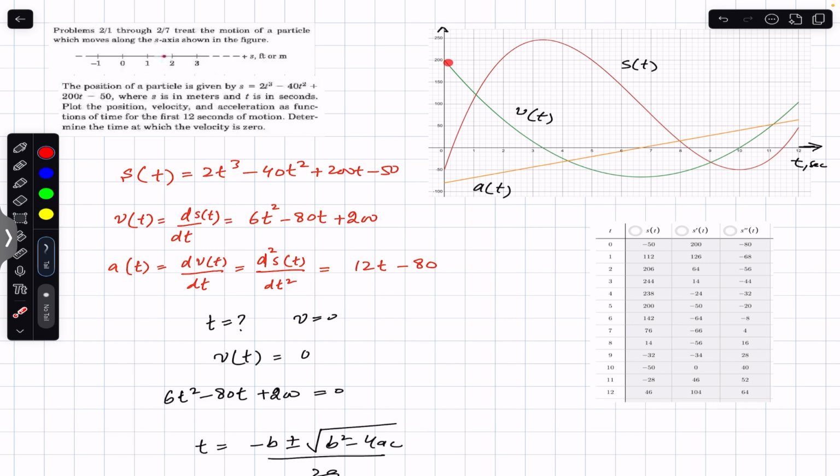As we know, the velocity as a function of time gives the values of the slopes of the s of t function. So wherever the velocity value is equal to 0, the tangent to the s of t graph will have a slope equal to 0. Similarly, acceleration as a function of time is the derivative of the velocity function. So the acceleration is equal to 0 somewhere here, and at this particular point, the slope of the line tangent to the velocity as a function of time is equal to 0.